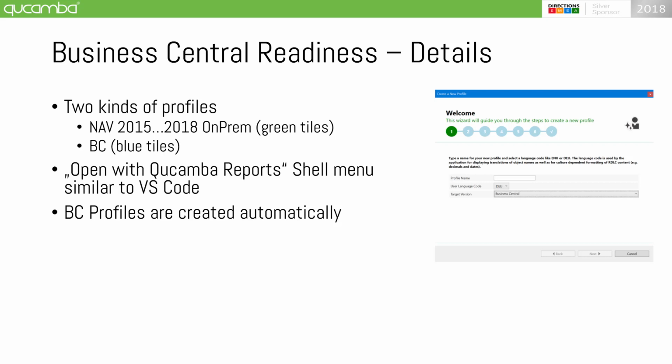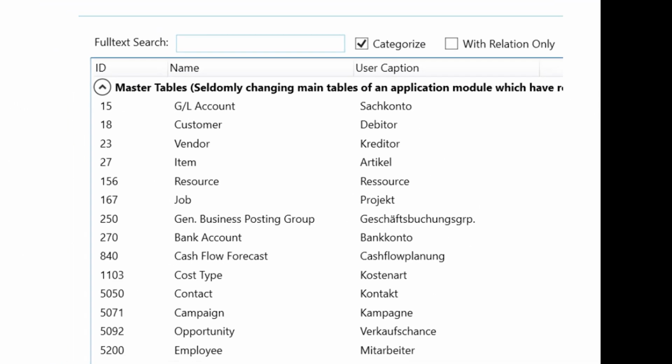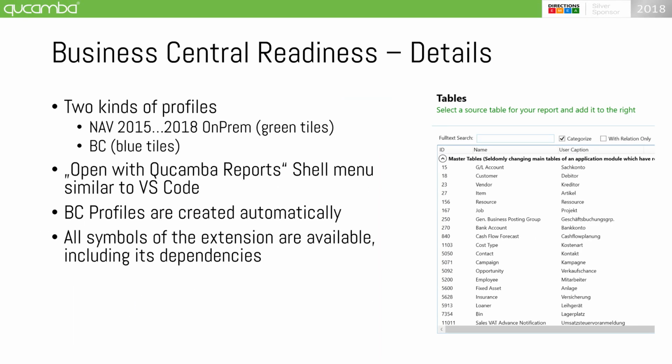After completing the profile creation, you can use a Business Central profile in just the same way as an on-prem profile. As you can see here, all the required symbols of tables and fields are available. You can select from tables of the base application, from the tables of your app, from table extensions of your app, and even from tables and table extensions of apps your app is dependent of.